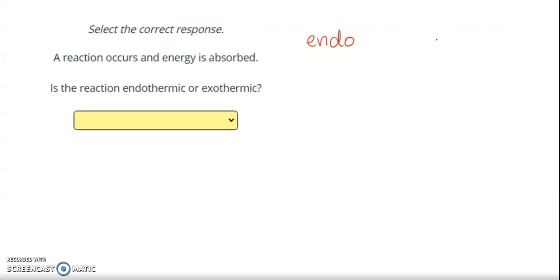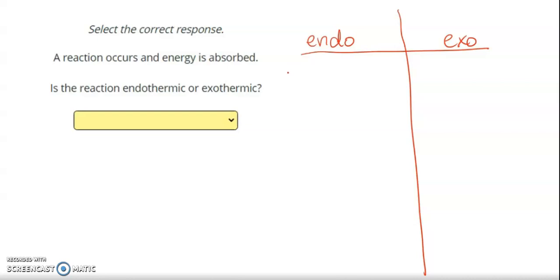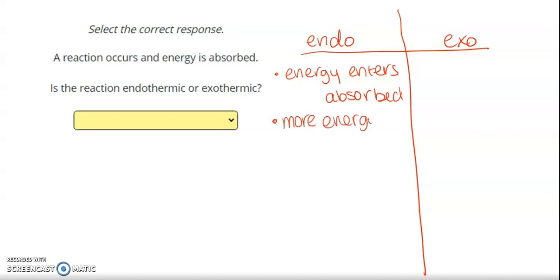So we have endothermic reactions and exothermic reactions, and we're going to figure out what goes with each type of reaction. For endothermic reaction, endo sounds like enter. Energy enters or is absorbed. That means that at the end, more energy is stored in the bonds than there was at the beginning. So there's more energy in the products than in the reactants, and that's for endothermic reactions.